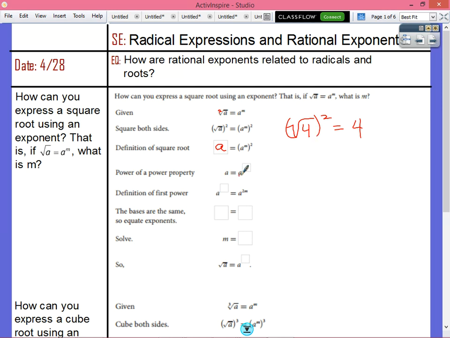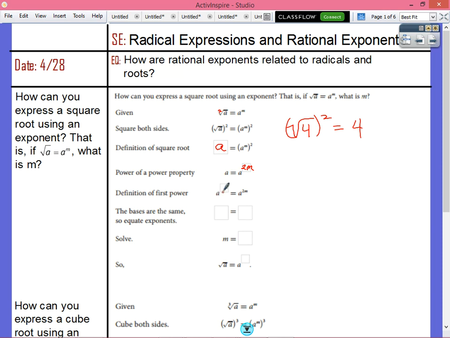So you get a equals a to the, well, how can we simplify here? A to the m to the 2. We can write that as just a to the 2m. Okay. So you make sure you fill out your paper there. All right. This one says that we're going to use the definition of the first power.